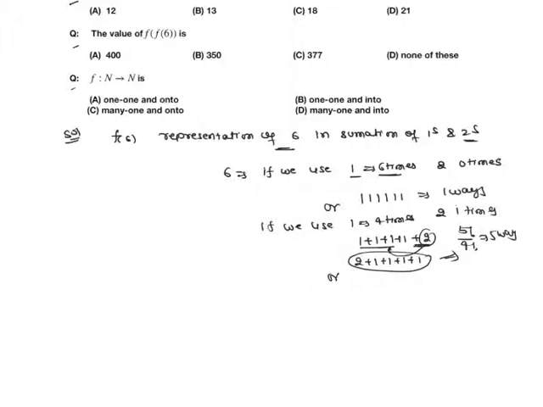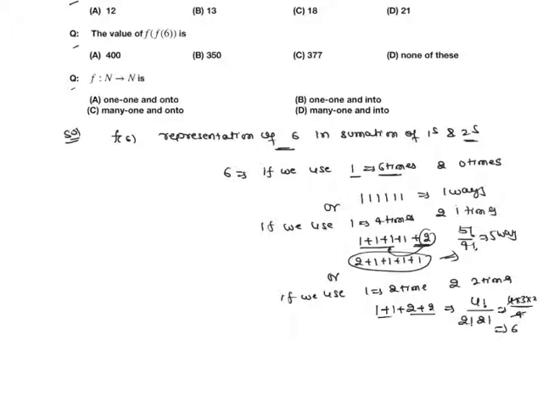Or if we use 1 two times and 2 two times, like 1 plus 1 plus 2 plus 2. So this we can write as 4 factorial divided by 2 factorial 2 factorial. So this will come out 4 into 3 into 2 divided by 4. That is 6 ways.